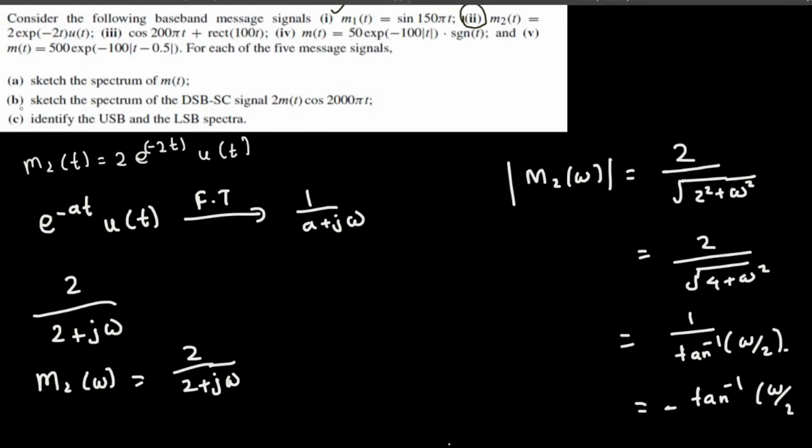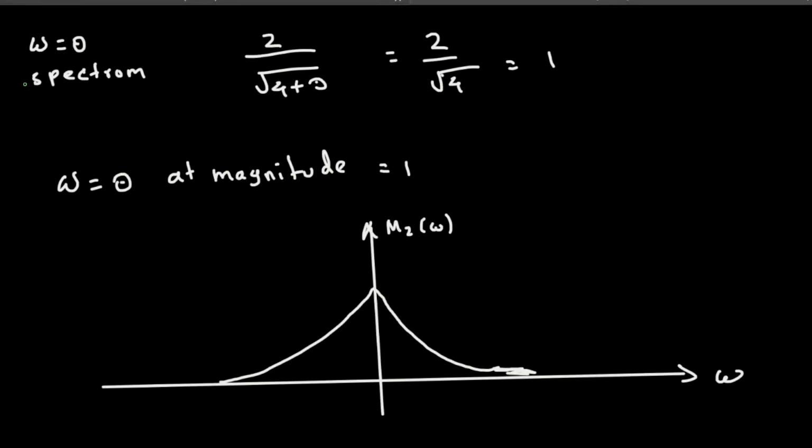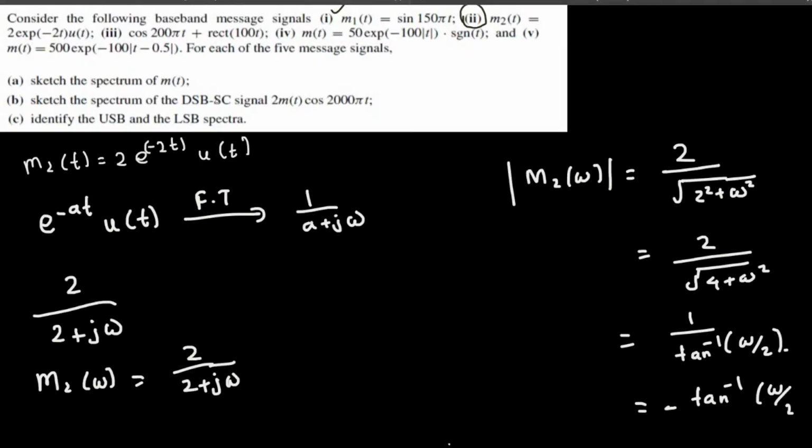Now part B is asking to sketch the spectrum of the DSB-SC signal 2m(t) cos 2005t. So here what we have to do is just look at the carrier frequency. The carrier frequency is, if you remove the m(t), whatever is left, that is the carrier signal.